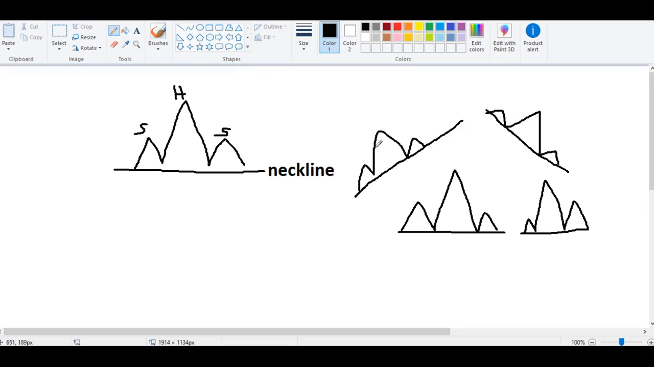So when you see a pattern like this, which is the head and shoulders, this indicates bearishness, right? Let's say we're in a nice uptrend, and you see this pattern form at the top of the trend. This is indicating a trend reversal, a major trend reversal.